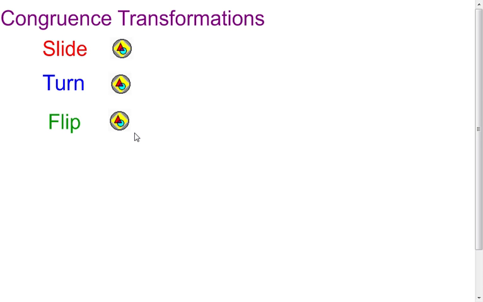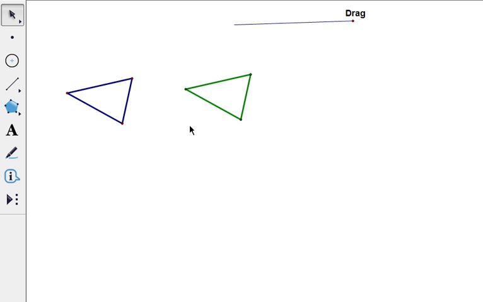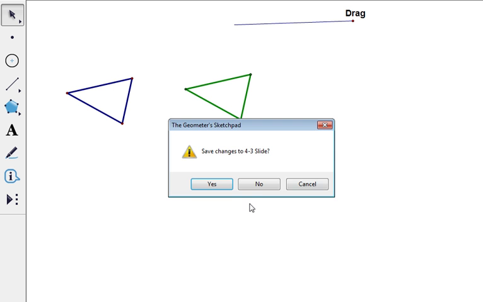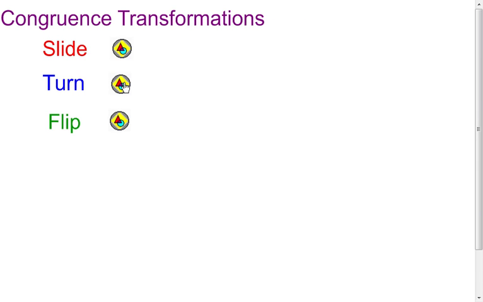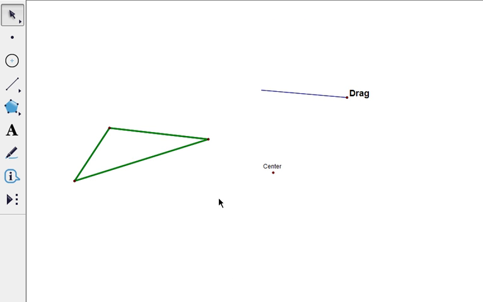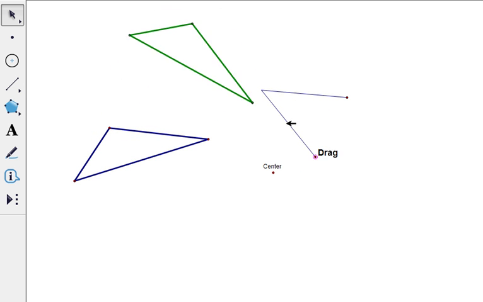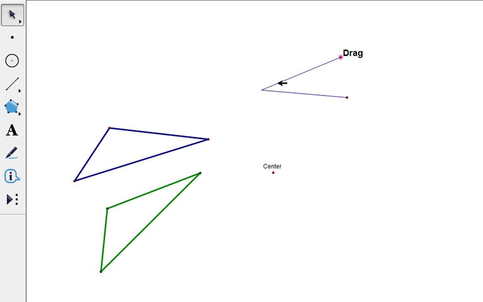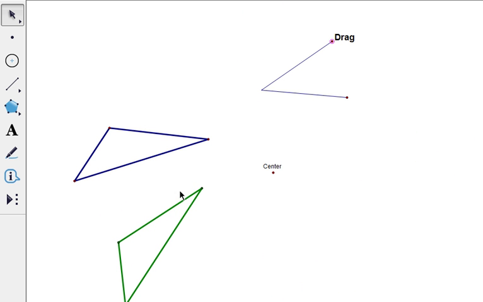We also have the turn, hopefully self-explanatory. We'll go to the turn now. And on the turn, I have my original and the new one here. And as I do this, it's going to turn it. So if you were to see the blue triangle and the green triangle on a sheet of paper and it asks you which congruence transformation was being used, you'd say it's a turn, because I'm taking the blue one and I'm turning it down to the green one.